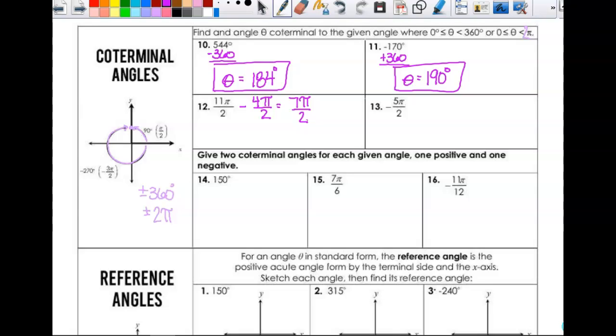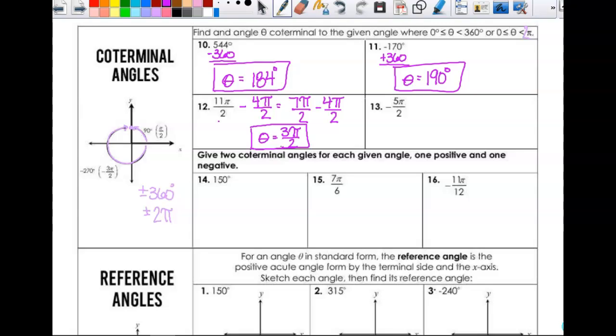No, it doesn't. So that means I have to subtract again. I'm going to subtract 4 pi halves again. And that means that theta is equal to 3 pi halves, which is in that range. So this 11 pi halves, 7 pi halves, and 3 pi halves, all three of those land you in the same spot. They are coterminal angles, but we had that stipulation of having to be a certain measure.